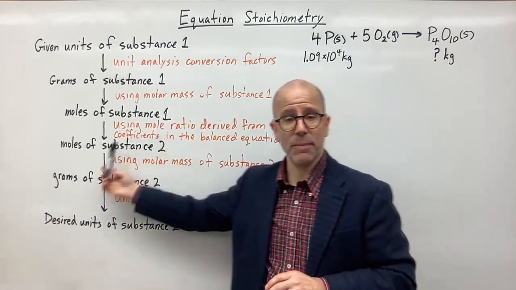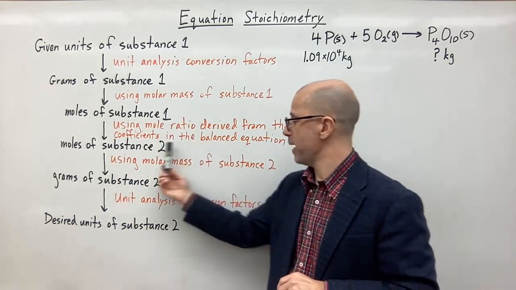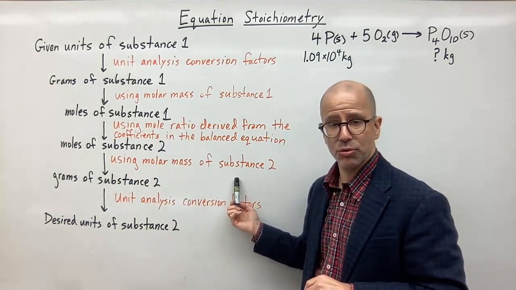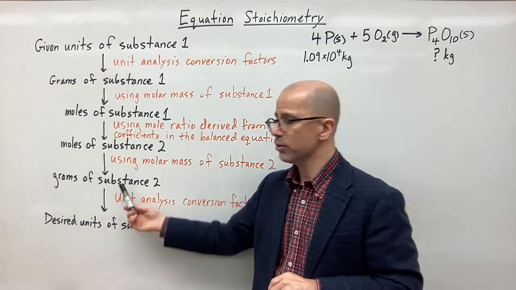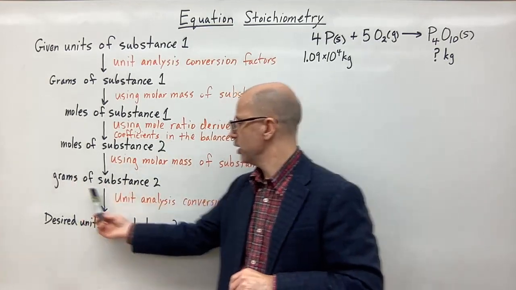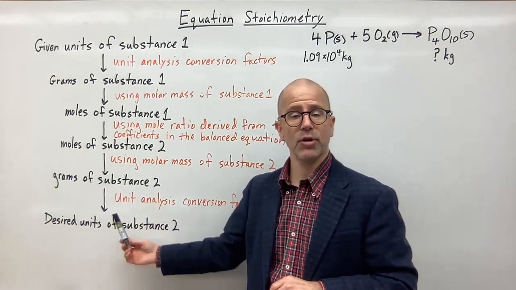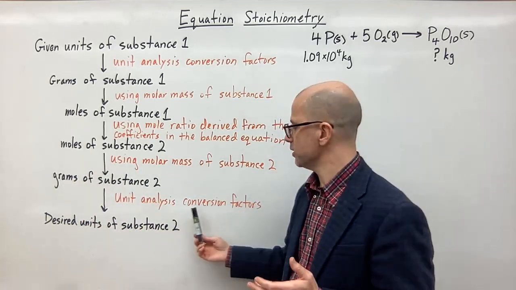So I need to get to a mass unit, so I'm going to use the molar mass. Now I'm using the molar mass of substance 2 to convert to grams of substance 2. And then once I am here with grams, I will convert that to whatever the desired unit is.